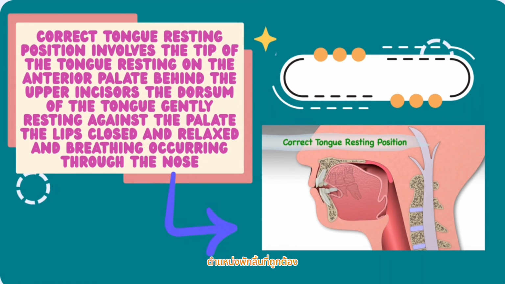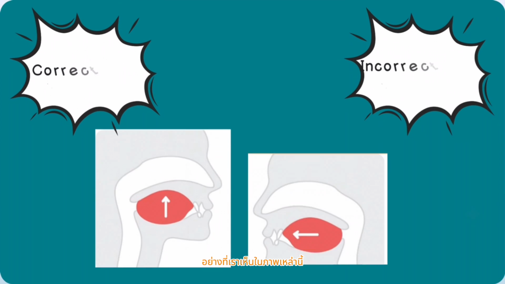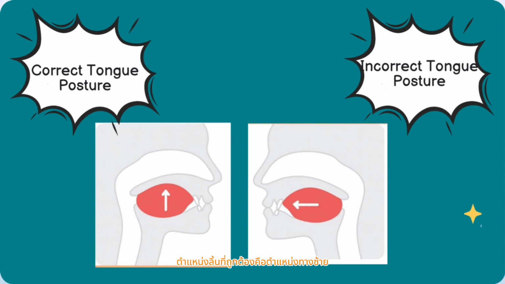The correct tongue resting position involves the tip of the tongue resting on the anterior palate behind the upper incisors, the dorsum of the tongue gently resting against the palate, the lips closed and relaxed, and breathing occurring through the nose. As we can see in these pictures, the correct tongue position is the one on the left. The one on the right is incorrect.